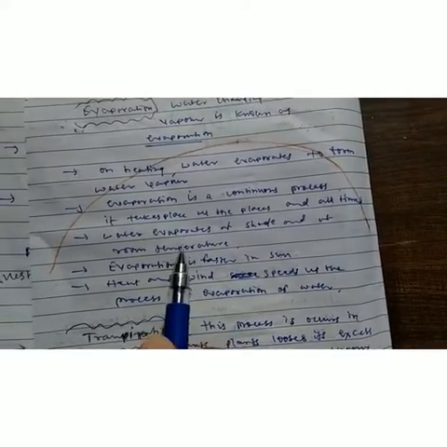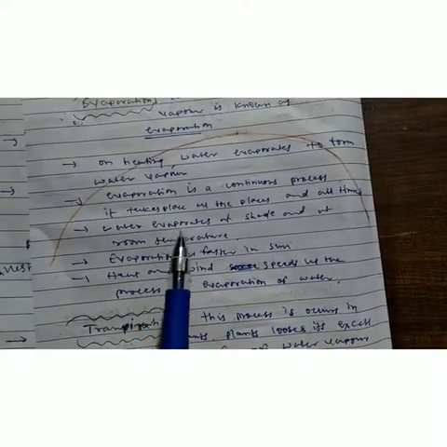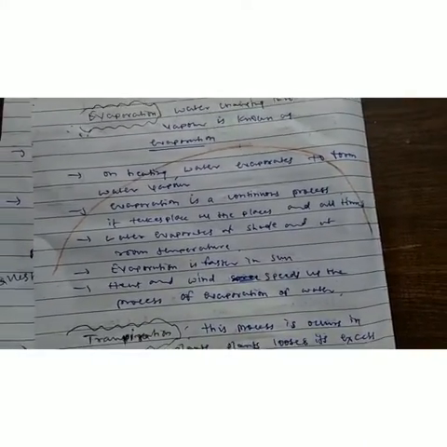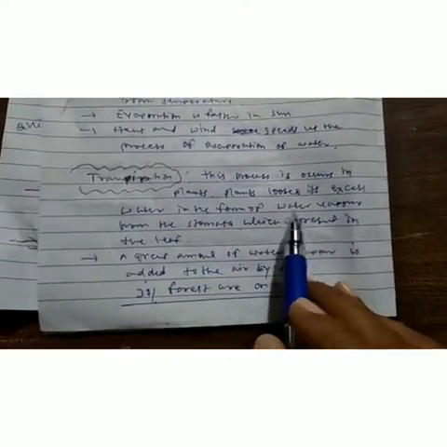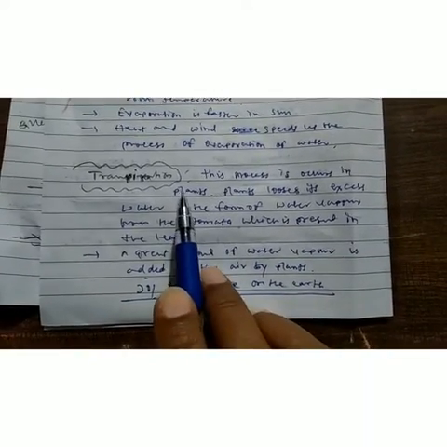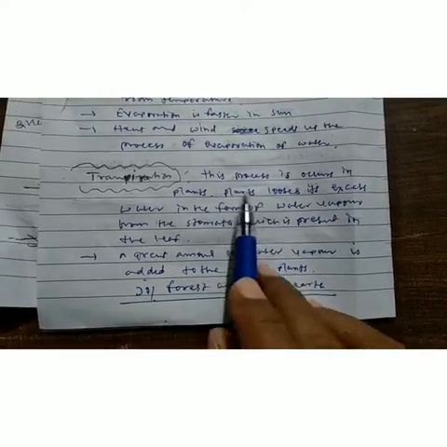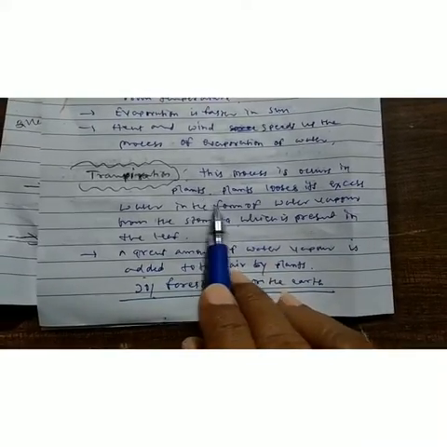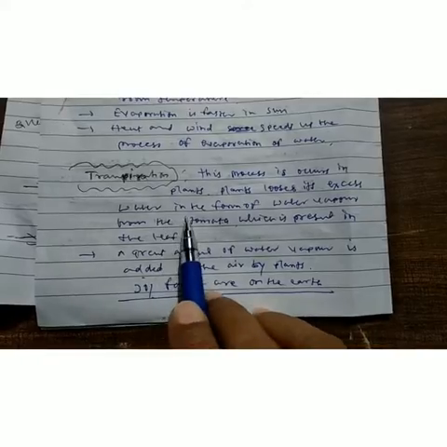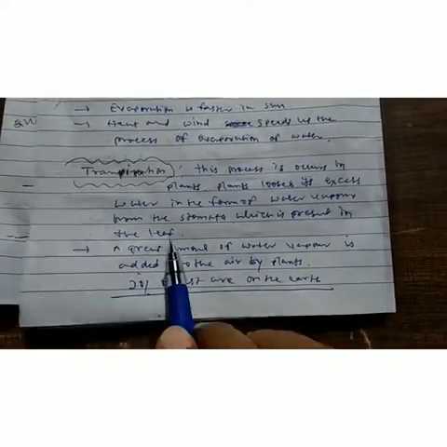In the summer, more sun is there. That's why the evaporation process occurs fast. Understood that? Now we come to the point of transpiration. Transpiration is just like the evaporation process, but it is a different process. The transpiration process occurs only in plants. Plants lose their excess water in the form of water vapor from the stomata, which are present in the leaf.